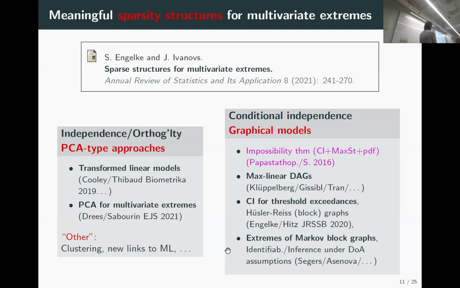My own first encounter with the topic was in joint research with Yannis Papastathopoulos in 2016, where we looked at max-stable distributions and tried to find out how we can interpret conditional independence within such vectors. Is there a natural way to do that? But we didn't quite succeed. I think it was a negative result that we had at the time. Instead, there were two lines of research that were more successful and tackled the problem much better than we could imagine at the time.